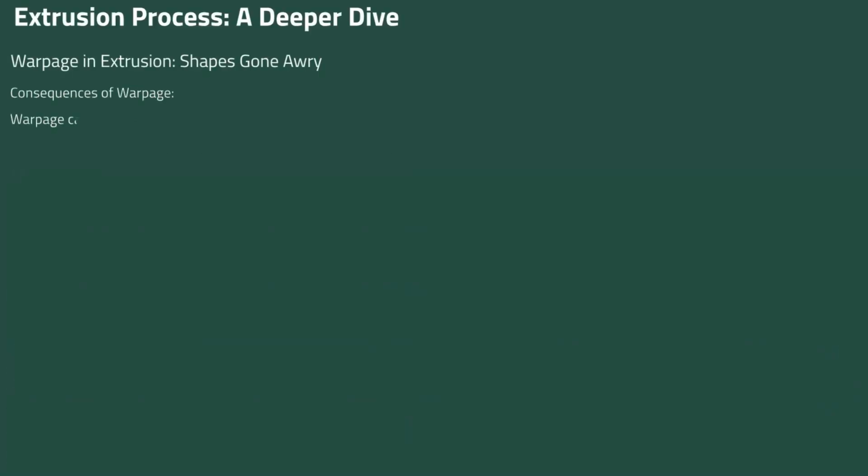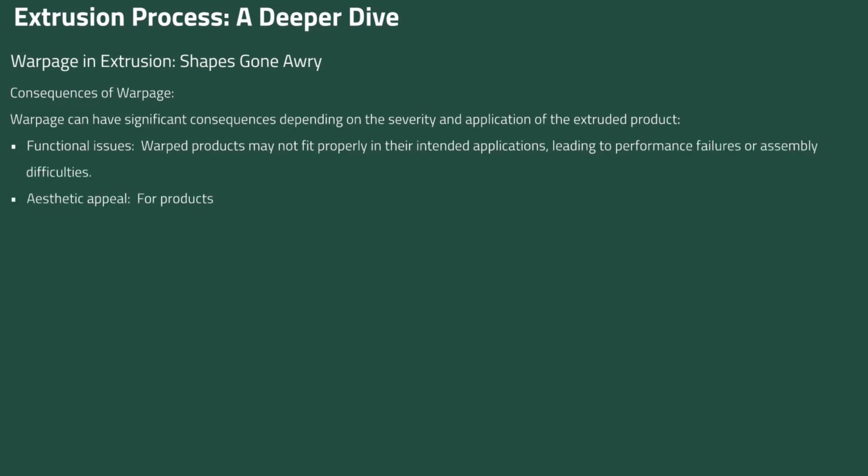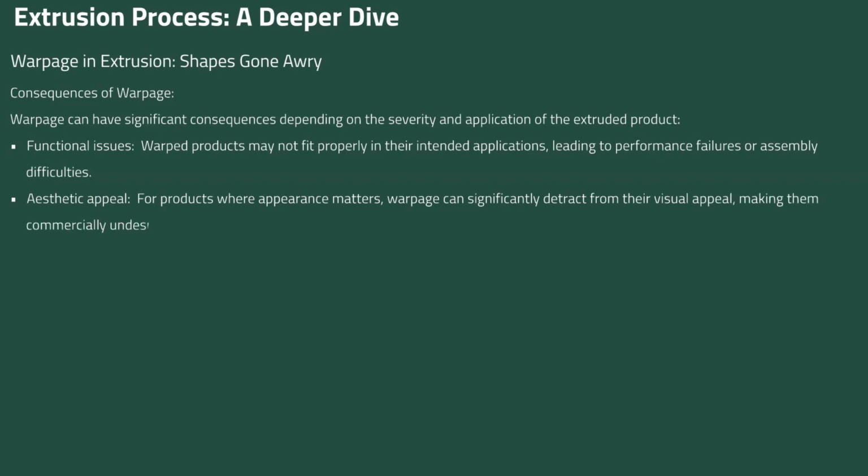Consequences of warpage. Warpage can have significant consequences depending on the severity and application of the extruded product. Functional issues: warped products may not fit properly in their intended applications, leading to performance failures or assembly difficulties. Aesthetic appeal: for products where appearance matters, warpage can significantly detract from their visual appeal, making them commercially undesirable.